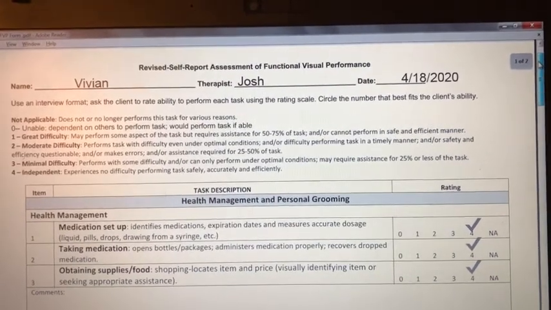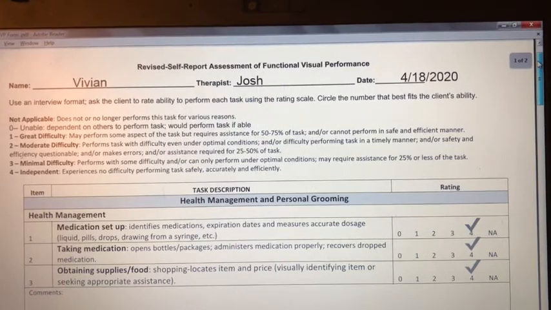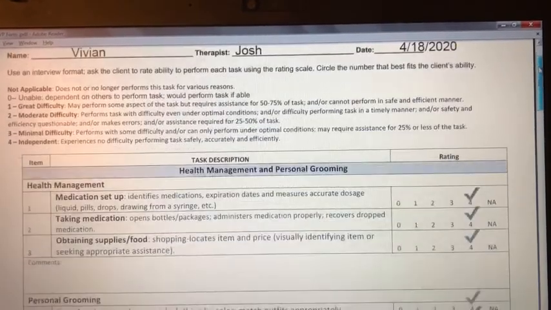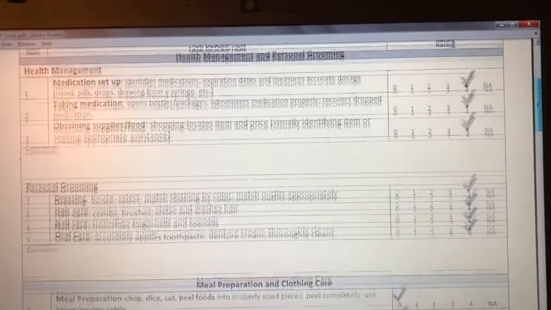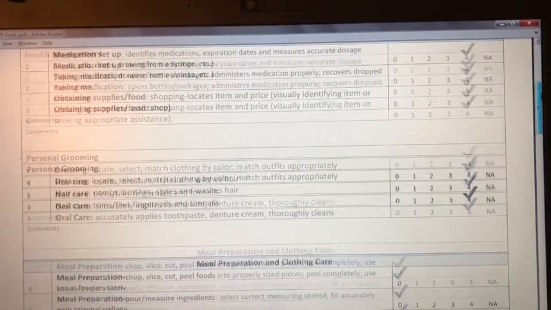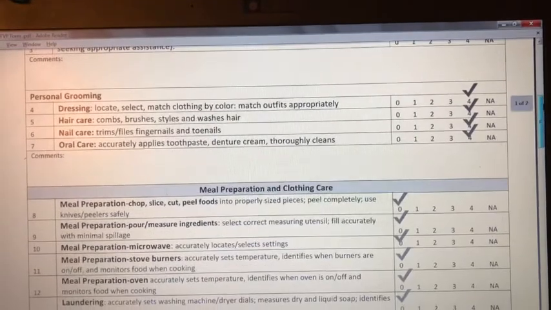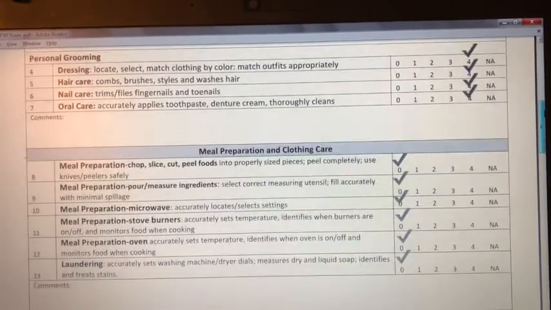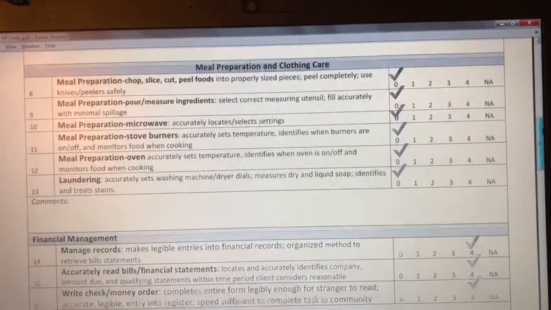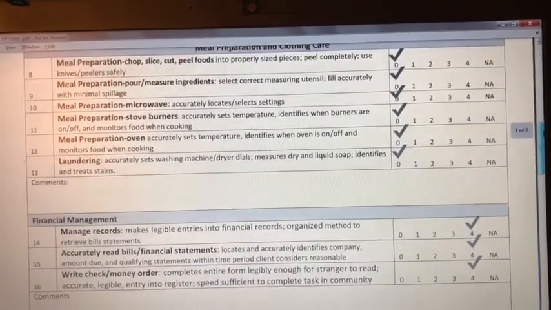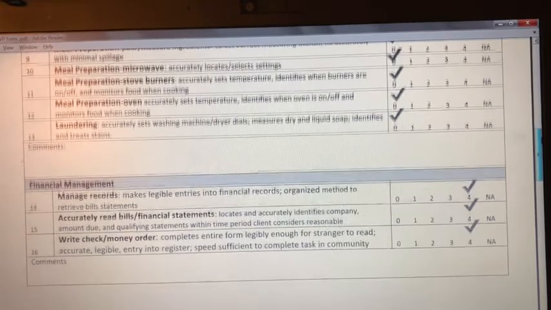Here we can see the completed assessment. Note that the client scored a total of 84 points across the 33 items, scoring complete points in health management, financial management, personal grooming, using the telephone, and writing sections, 3 of 4 points in functional mobility and personal preference activities sections, and no points in reading, meal preparation, and clothing care sections.